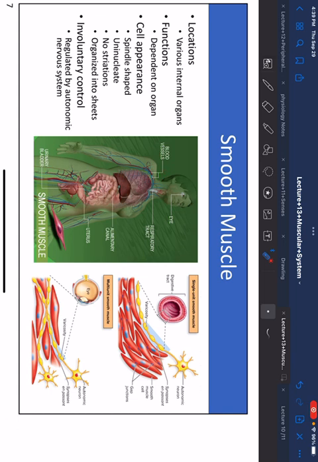Within the bronchioles or the airways of your respiratory system, we have smooth muscles that can contract or relax to allow for bronchodilation or bronchoconstriction, which we described on Tuesday.